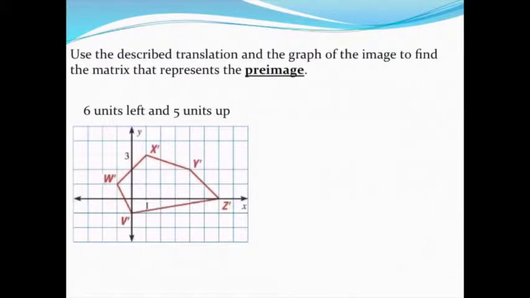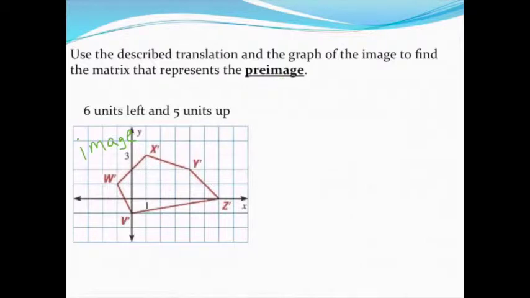This time we're going to need to work backwards. What they've given us is the image down here. I can tell it's the image because all my points have that apostrophe, that prime on them, and they asked me to find the coordinates of the pre-image using a matrix. So in other words, I want to work backwards.